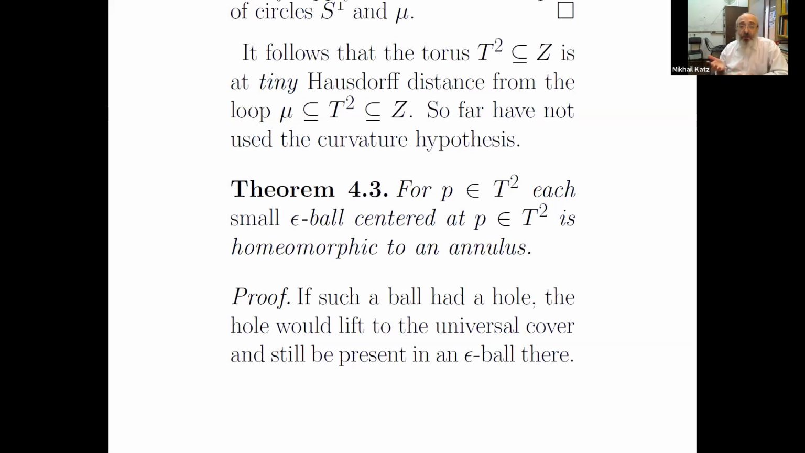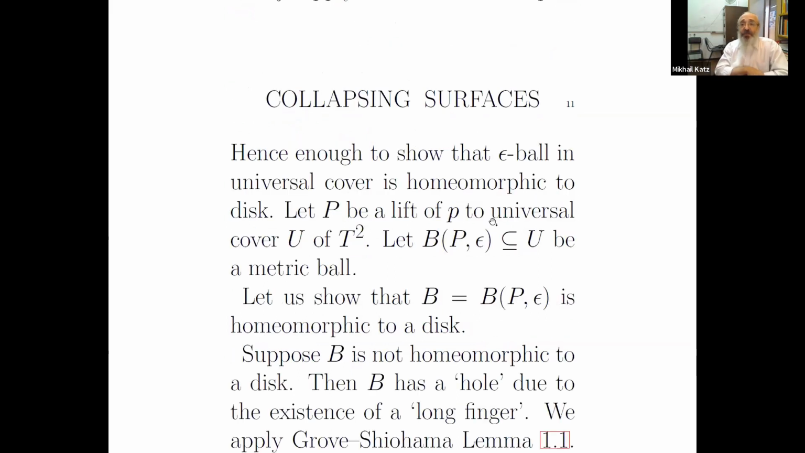A ball, of course, in 2 dimensions, you don't have much choice as far as topology is concerned. The only way that ball can be not homeomorphic to an annulus is if it has a hole, and the hole is because it has a finger sticking out. If you have a hole, then if you lift it to the universal cover, it also has a hole. It's just basic topology at the level of the Jordan curve theorem. If you lift it to the universal cover, there's still a hole in the epsilon ball. So therefore, it's enough to show the epsilon ball in the universal cover is homeomorphic to a disk. In other words, it doesn't have holes in it.